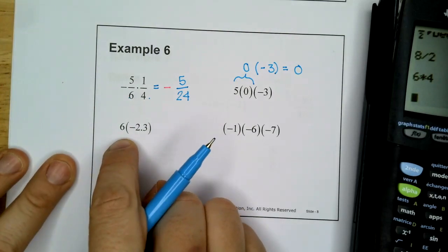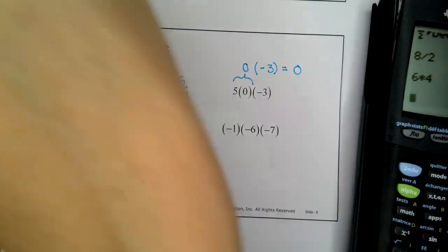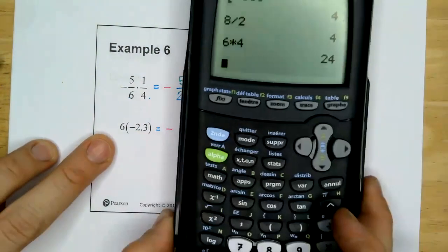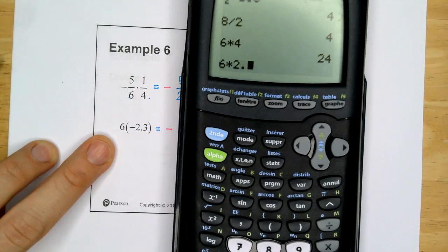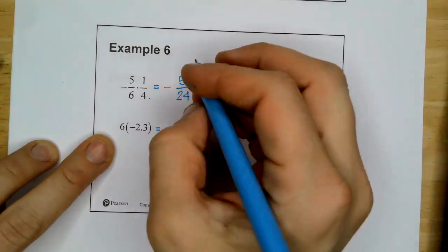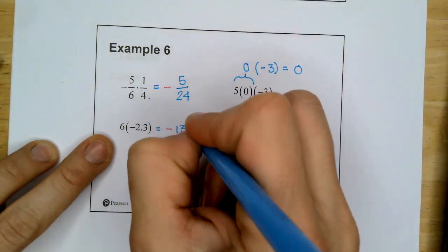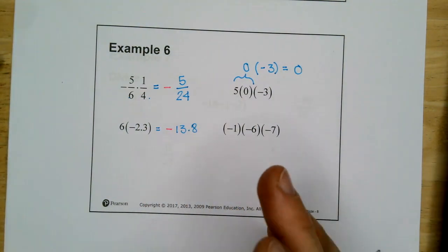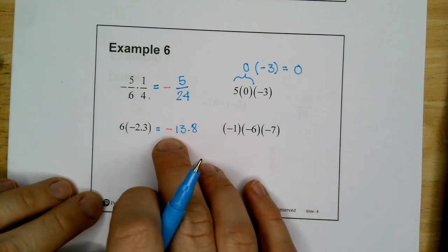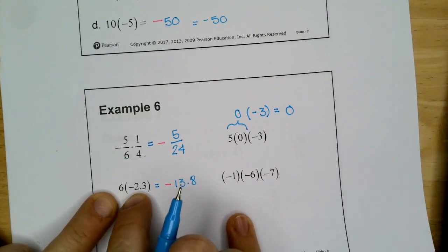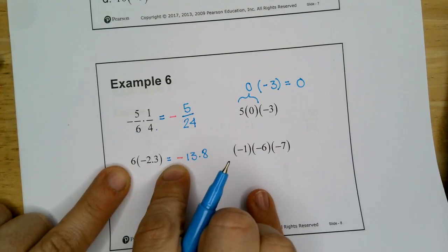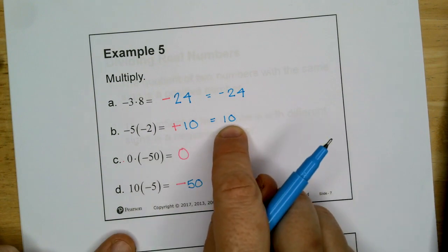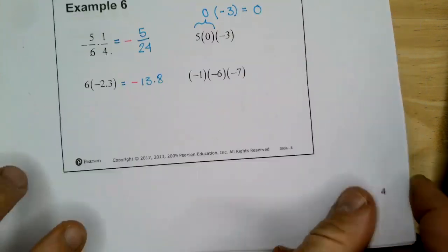Good? Here we have a positive times a negative, so those are different signs, so we're going to call that a negative answer. We know that answer is negative, and we can just put it in our calculator. 6 times 2.3 is 13.8. I know it's fine to put it in your calculator, but it is valuable to understand that if it's two terms, one is positive and one is negative, the answer is always going to be negative. If they are both negative, it will always be positive.